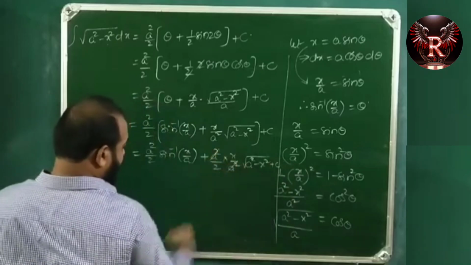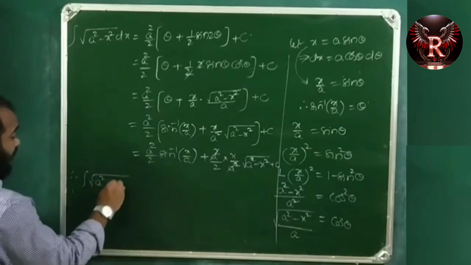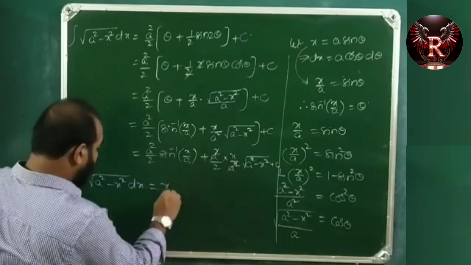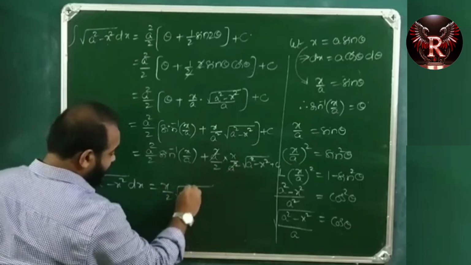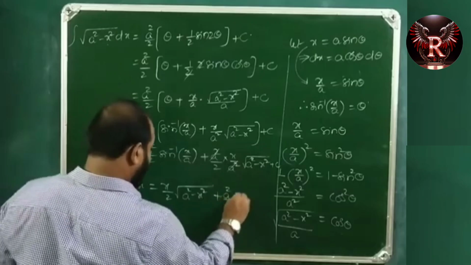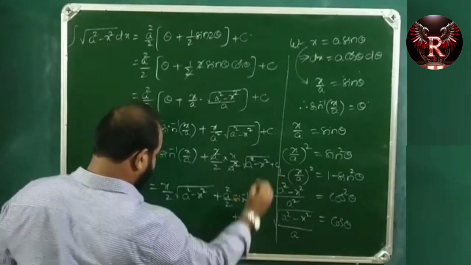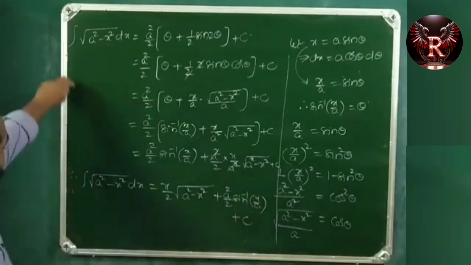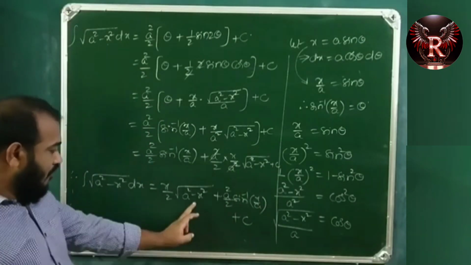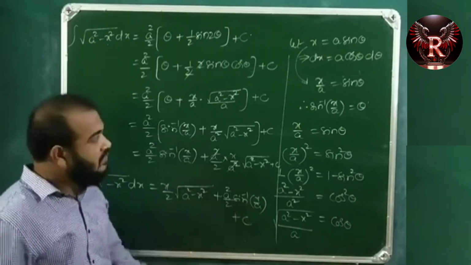So a square gets cancelled. Therefore, we get integral root of a square minus x square dx is equal to x by 2 root of a square minus x square plus a square by 2 sin inverse x by a plus constant of integration c. Therefore, integral root of a square minus x square dx is equal to x by 2 root of a square minus x square plus a square by 2 sin inverse x by a plus c.